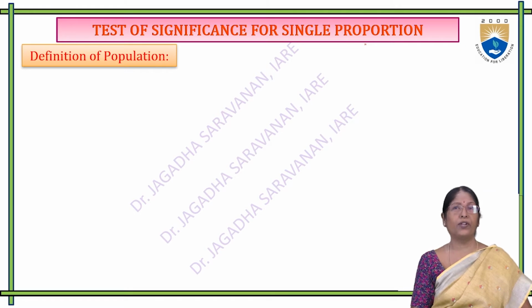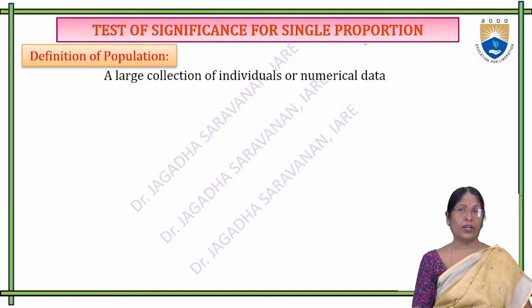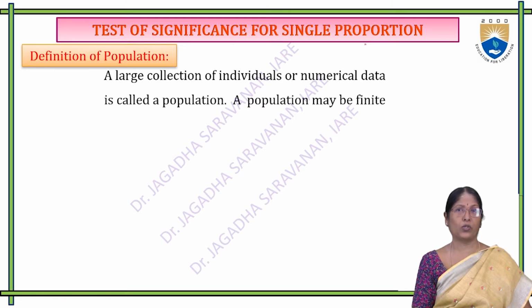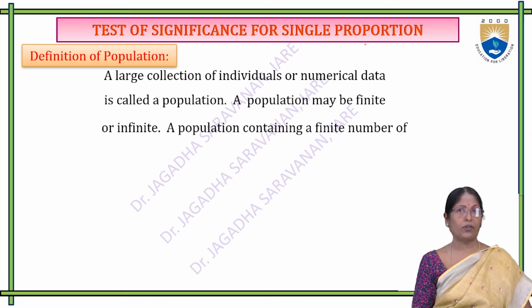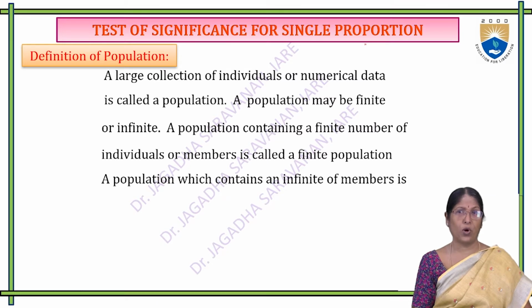First, what is the definition of population? Which one will we call a population, and what is the difference between population and sample? A large collection of individuals or numerical data is called a population. A population may be finite or infinite. If it is possible to count the members, then it is a finite population. If not, then it is an infinite population. That's what is given in the paragraph.